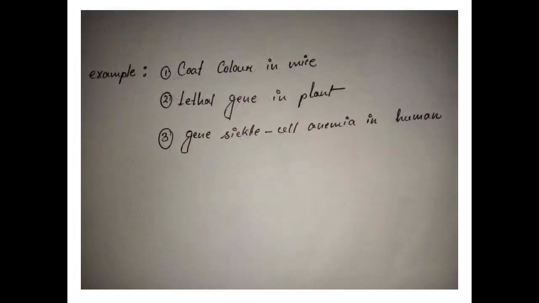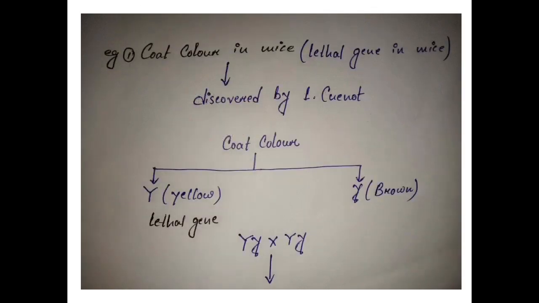Now these are some examples of lethal genes. First, coat color in mice, then the lethal gene in plants, that is leaf color, then the gene for sickle cell anemia in humans. Here also we can observe a lethal gene. Now we will discuss the first example in brief, that is coat color in mice.